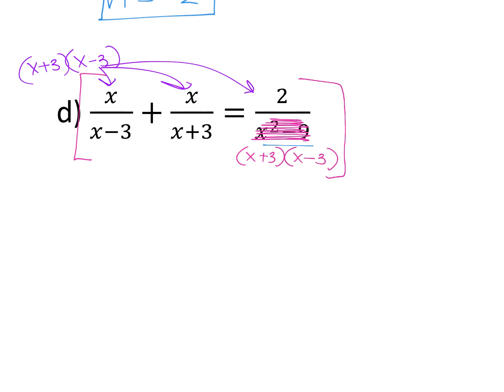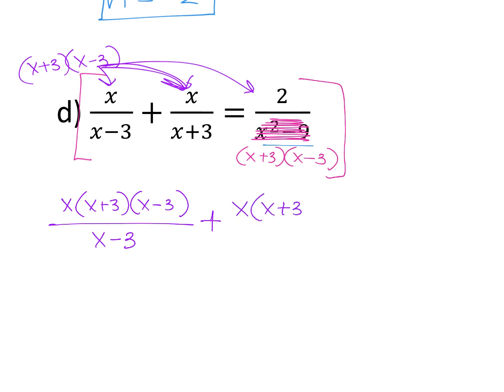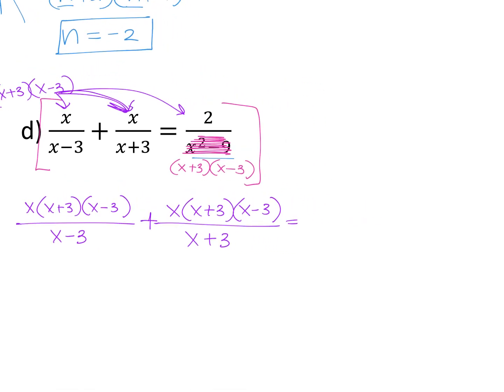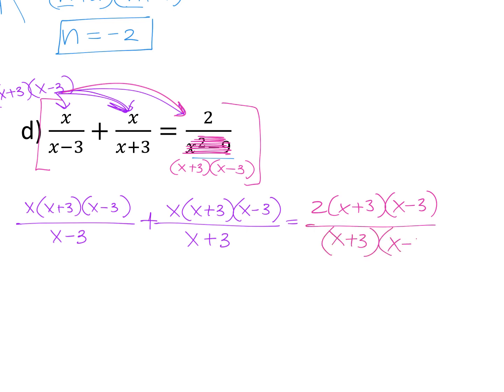times x minus 3. And we're going to multiply that by everything. Okay. So this is going to be x times x plus 3 times x minus 3 over x minus 3. That's our first one. Plus, now go here, same thing, x times x plus 3 times x minus 3. That one's over x plus 3. And then your last one, again, don't distribute. This one times the 2, so 2 times x plus 3 times x minus 3 over x plus 3 times x minus 3.